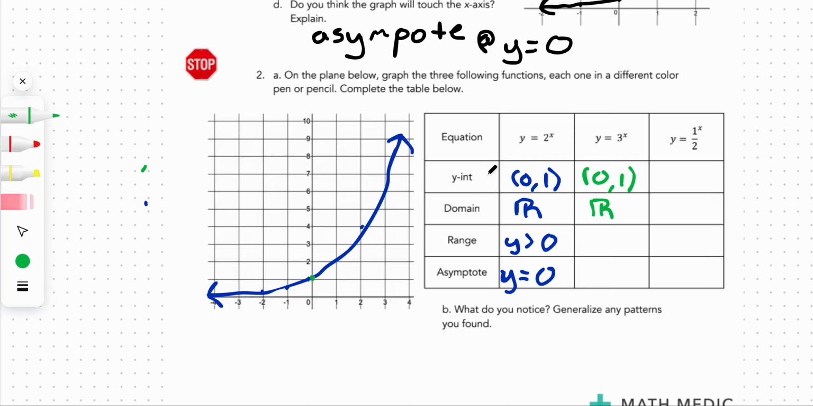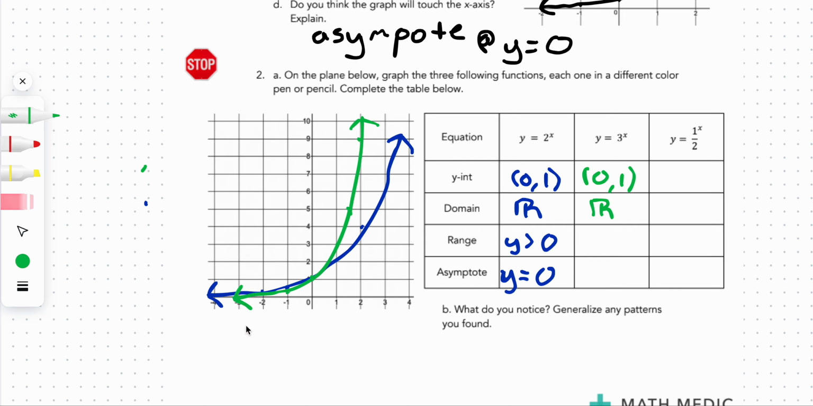Range, let's plug in some points. Let's plug in 1. 3 to the first power is just 3. 3 to the third power is 27, we're not going to get there. 3 to the second power is 9, so we have that point there. And let's do another point here. 3 to the negative first power is 1 over 3 to the first power, which is just 1/3. So let's connect these dots. I'm not the best at this. That should be good enough.